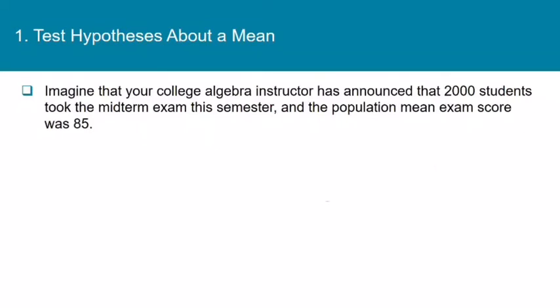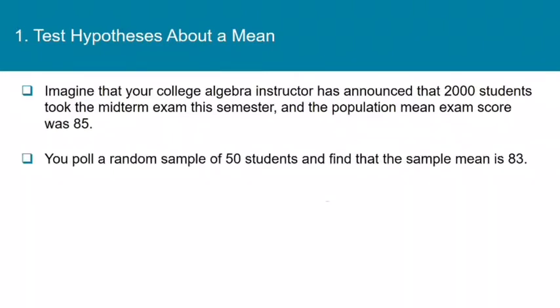So imagine that your college algebra instructor has announced that 2,000 students took the midterm this semester, and the population mean exam score on the midterm was 85. And let's suppose that you're a little skeptical of that instructor's claim. So you poll a random sample of 50 students, and you find that the mean of your sample is 83. So my question is, does that sample mean lead you to believe that the instructor was wrong?